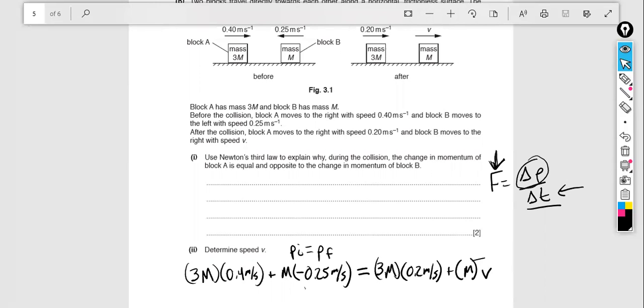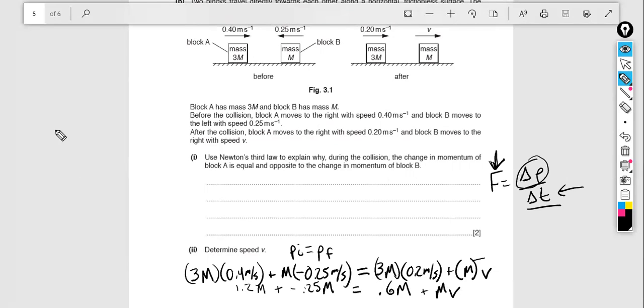Forget that then. Let's calculate. All right, 3 times 0.4, what's that, 1.2? So we have 1.2 m plus negative 0.25 m equals 3m times 0.2 meters per second is 0.6 m plus mv.